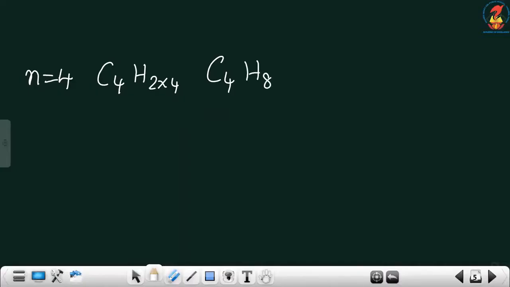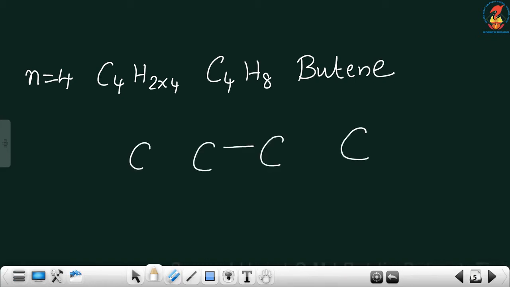C4H8. What is the name? Butene. The name is butene. Draw 4 carbon atoms. You make one bond a double bond. Any bond between carbon atoms you can make a double bond. For the time being, put only one double bond.